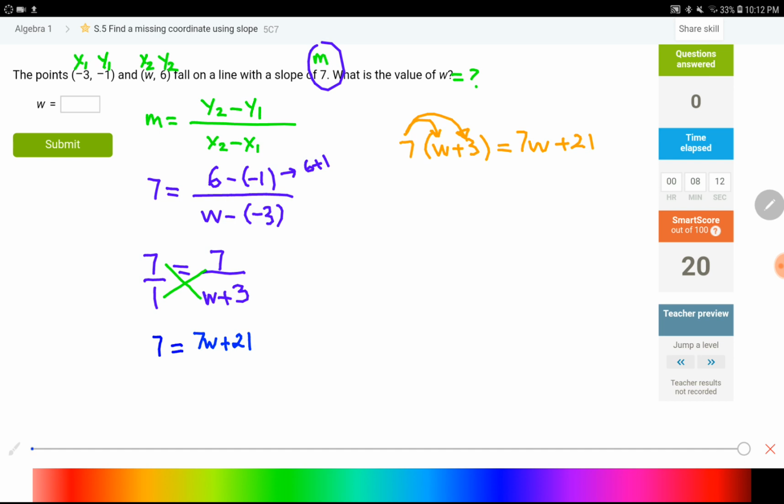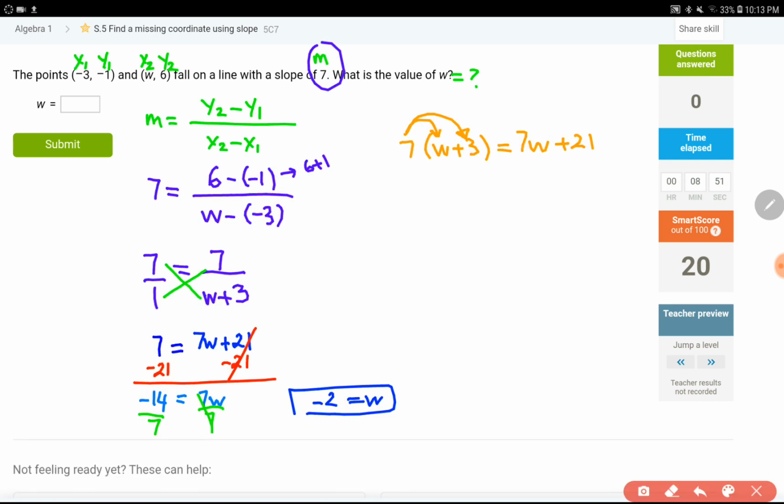Remember, the original question was the value of w. Get the w by itself. First, get rid of 21 by subtracting it from each side. Now, the right side is just 7w. Left side is -14. To get the w by itself, you need to divide everything by 7, which is correct. So w would be equal to -14 divided by 7, which is -2.